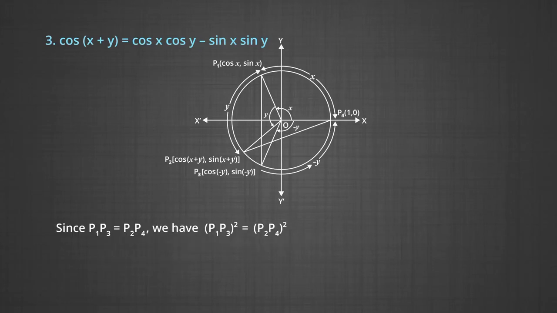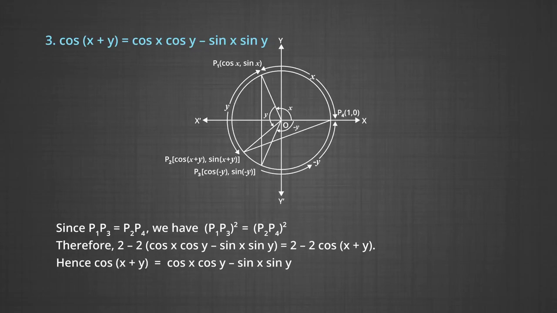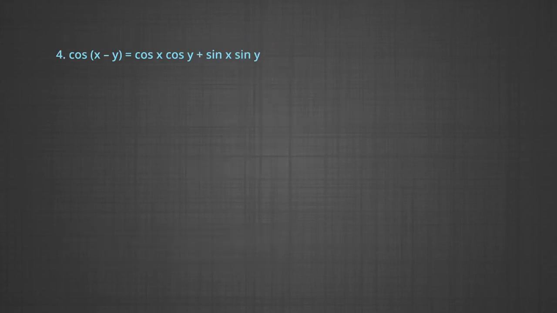Now, we have already stated that P1P3 is equal to P2P4. Therefore, P1P3 the whole square is equal to P2P4 the whole square. Therefore, 2 minus 2 times cos x cos y minus sin x sin y is equal to 2 minus 2 times cos of x plus y. Now, comparing the two sides, we get cos of x plus y is equal to cos x cos y minus sin x sin y.